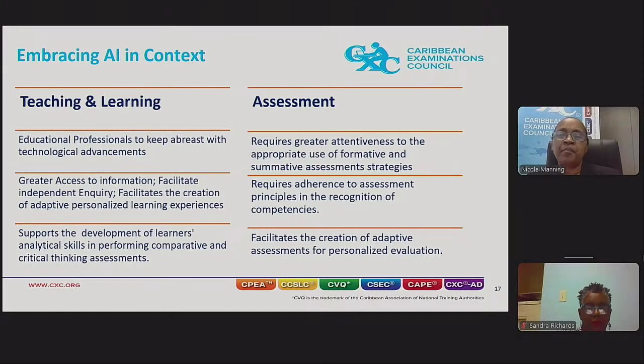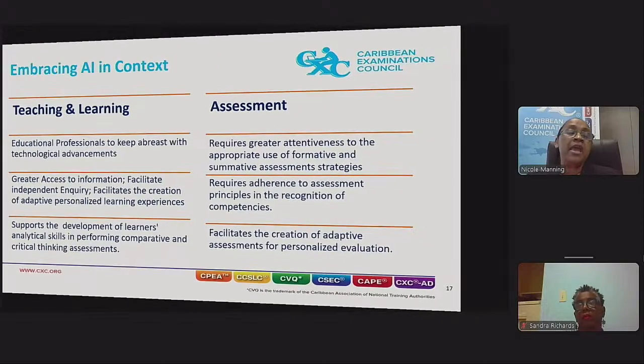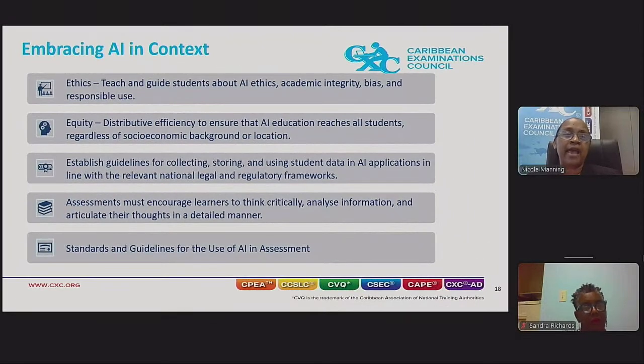For assessment, it's very important that we understand that AI requires greater attentiveness to the appropriate use of formative and summative assessments. Let me hasten to say, as we embrace AI, ethics, equity, and ensuring that the facilitation of assessment for learners to think critically stands as key. Hence, CXC is creating standards and guidelines for the use of AI in assessment. We do expect that the region will share in utilizing these guidelines as well as develop their own AI policies in line with CXC's AI policy framework.